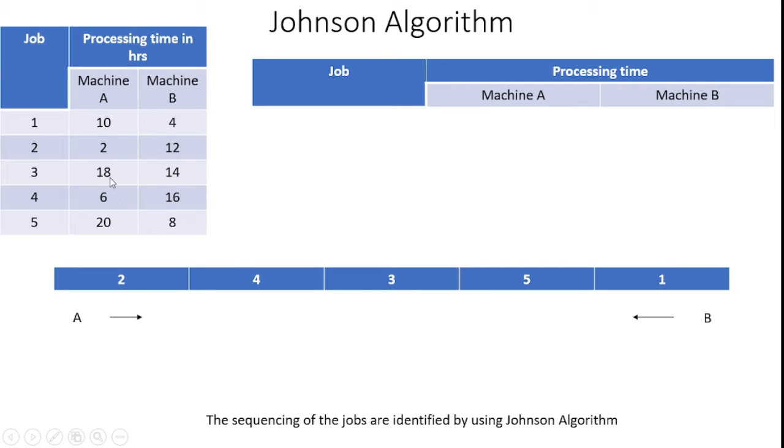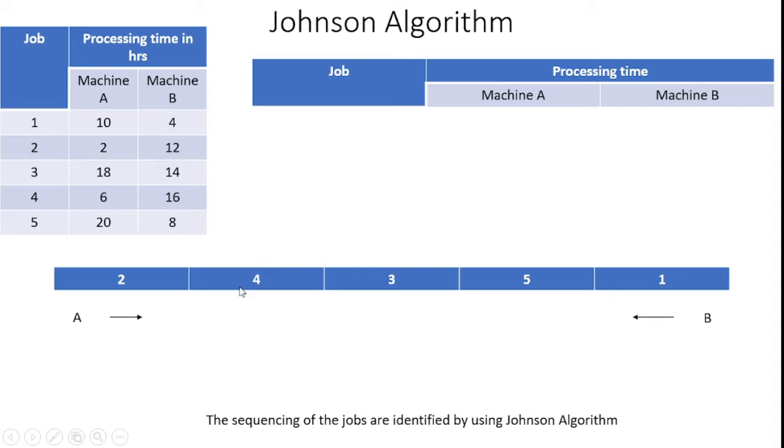Again, compare the other three rows, jobs 3, 4, 5. Here you see 18, 14 with job 3, 6, 16 with job 4, and 20, 28 with job 5. From these, which one is minimum? 6 is the minimum value. The 6 processing time for the fourth job is with machine A. So this minimum time is available with machine A, so I assign job 4 from the left-hand side.